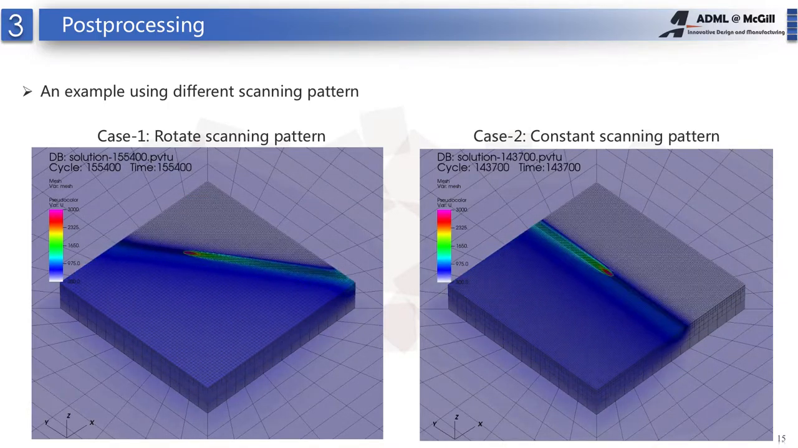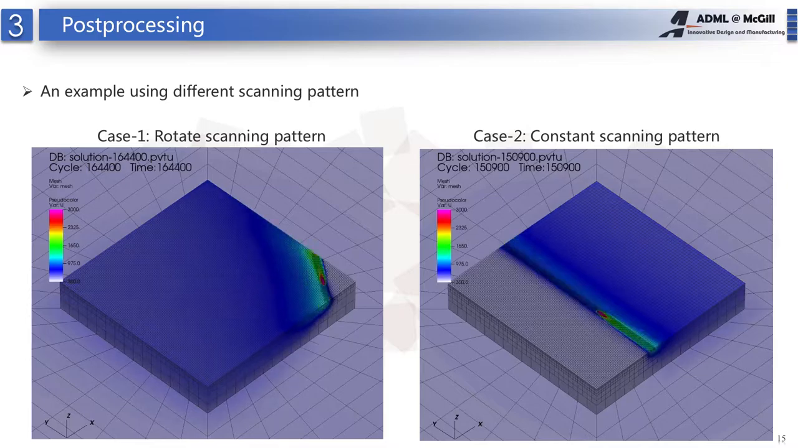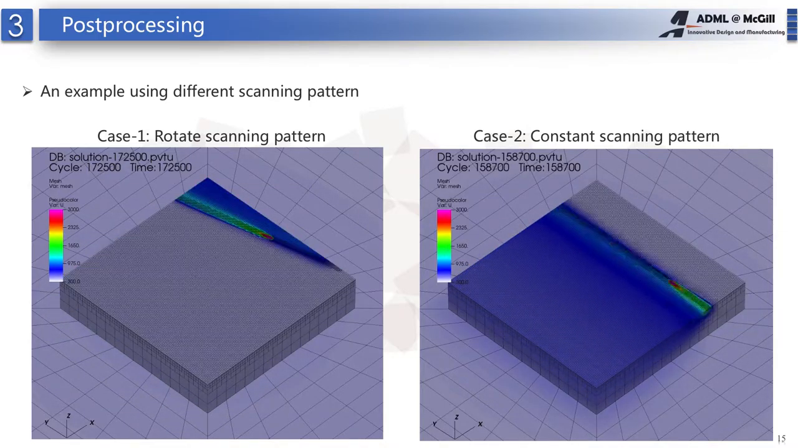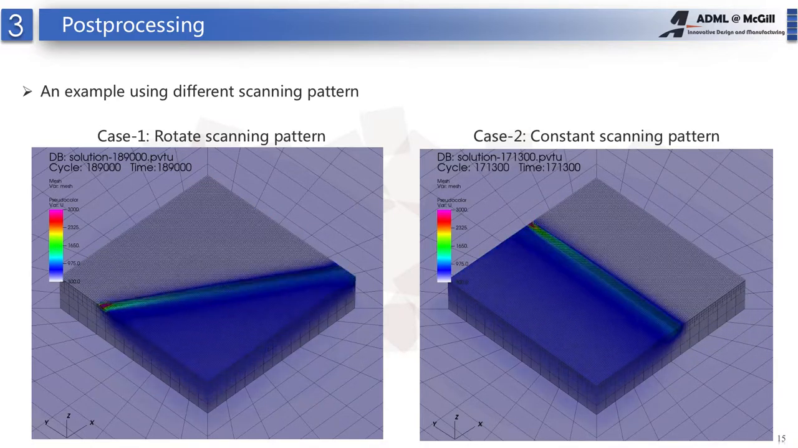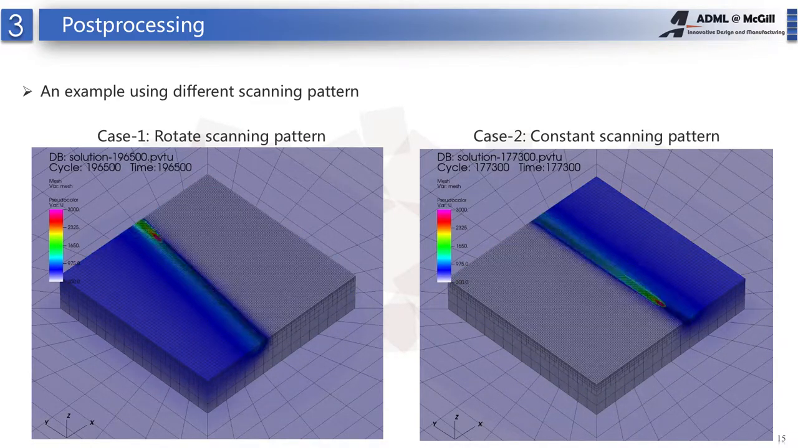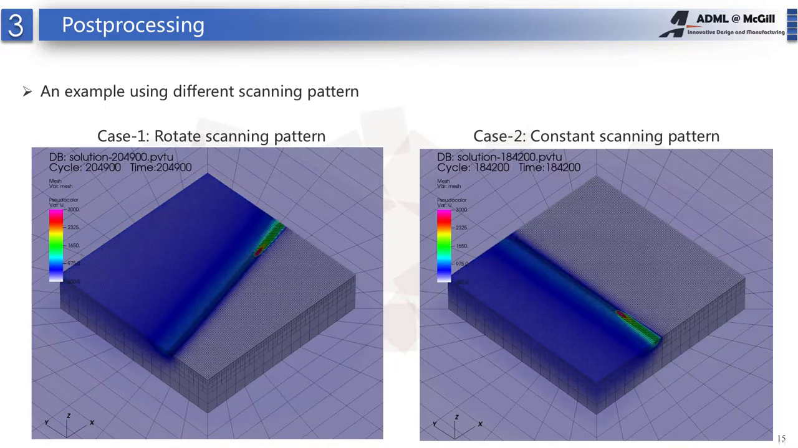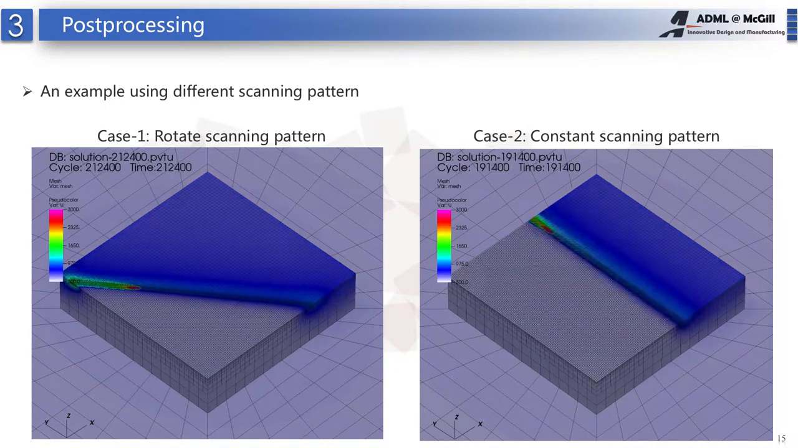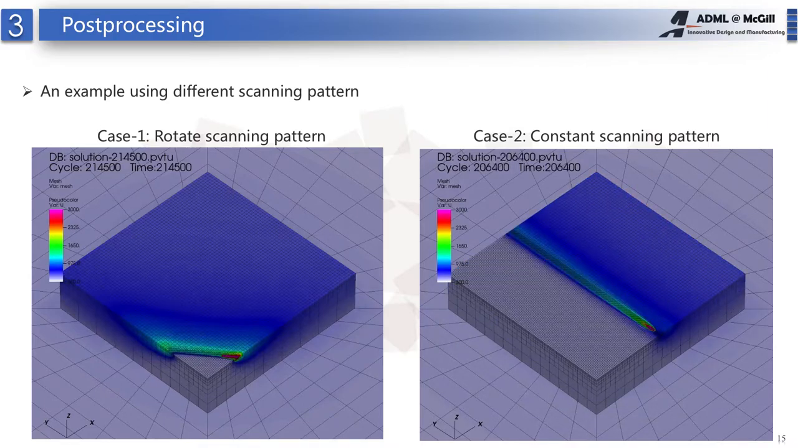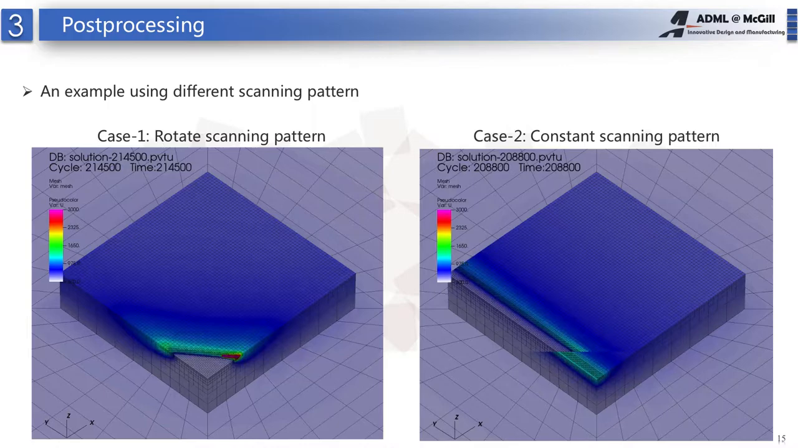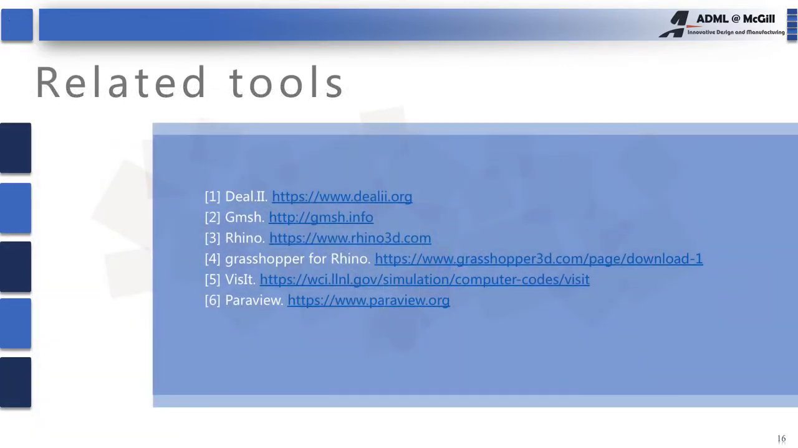And also we can see the mesh far from the heat source is coarse, and the mesh close to the heat source for the current simulation layer is dense. And finally, I list the related tools that are used in the process modeling of the laser powder bed fusion process.